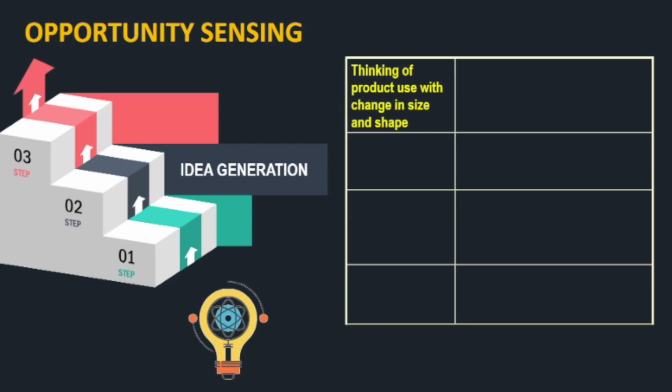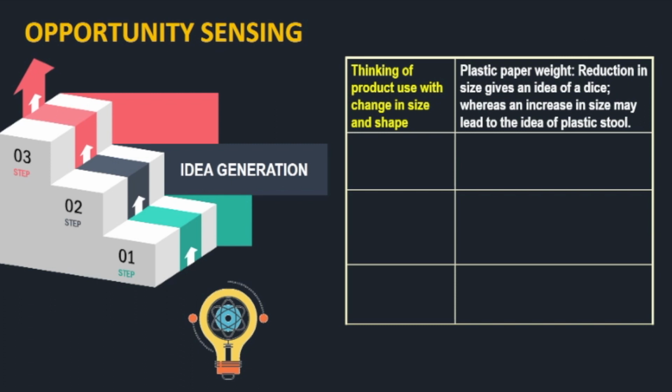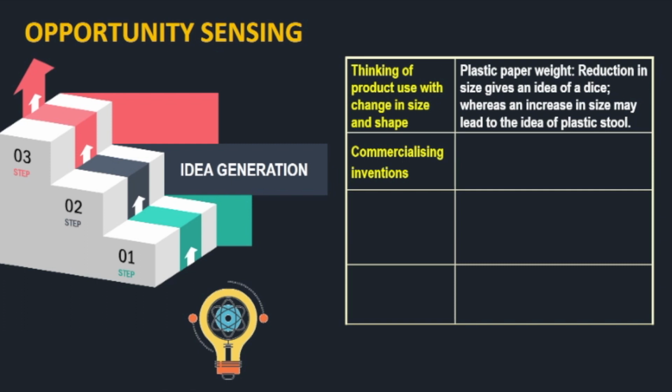Then thinking of product use with a change in size and shape. For example, take the case of a plastic paperweight. You reduce the size of it, it becomes a dice. You increase it, it becomes a plastic stool. Then commercializing inventions in the laboratories may give ideas for their commercialization. Some of the inventions can be brought out from the laboratories and field tested, and then they become innovations.